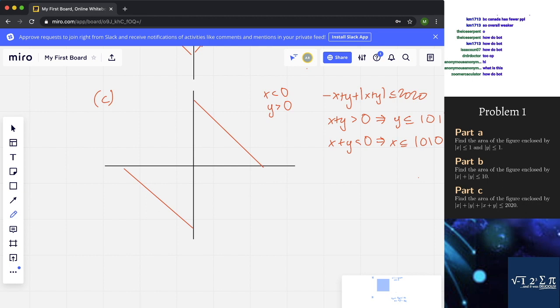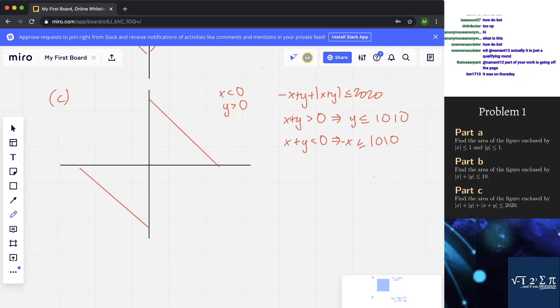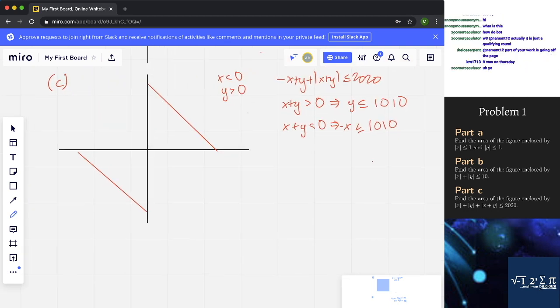X is less than... by the way, for the person who asked, what is this? This is a live solve of COMC, which was a Canadian competition that happened, 3 days ago? Yeah, and... Oh, my work's going off the page. Thank you for letting me know. I shall fix it. Yes, it was on Thursday. Yeah, I fixed it. I have a bit of lag, so it'll take time before it actually shows up on your screen.